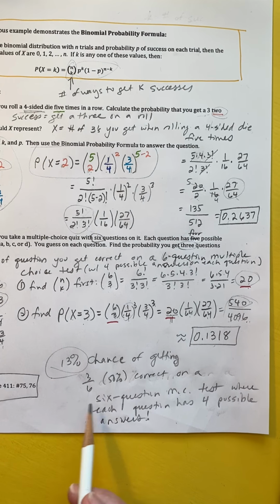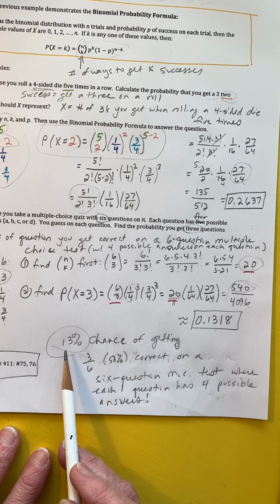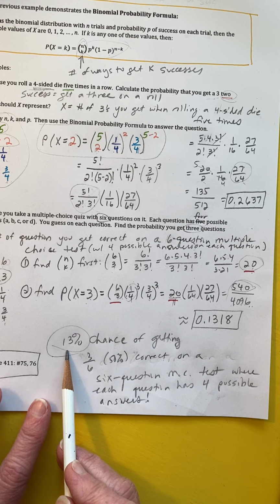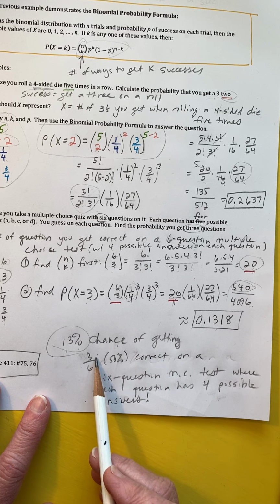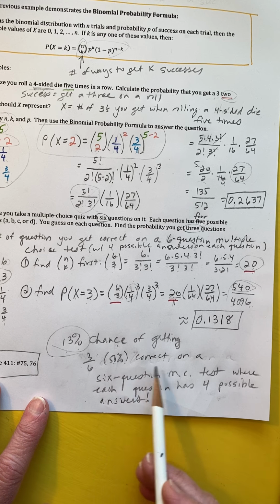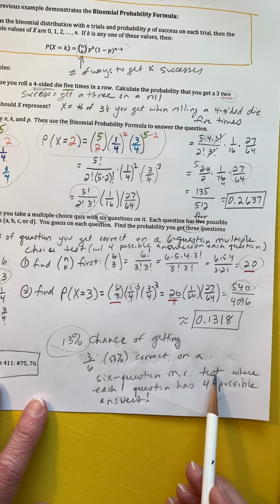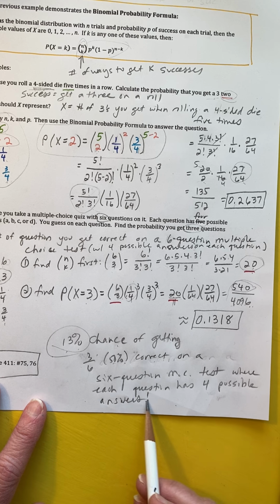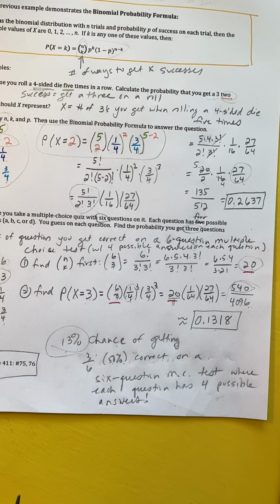What that means in words, this is important, because you might have to put things in words. There's a 13% chance of getting 3 out of 6, or 50% correct, on a 6-question multiple choice test where each question has 4 possible answers. That's not good odds, right? Hopefully that's an incentive to not guess, to come to tests and quizzes prepared, because obviously if you leave it to chance, your odds of getting just a 50 on a 6-question multiple choice test is a mere 13%.